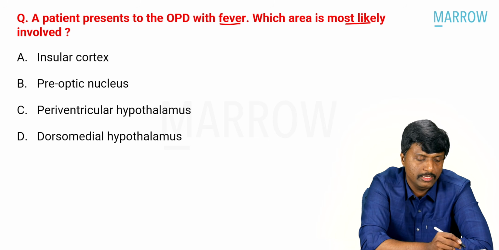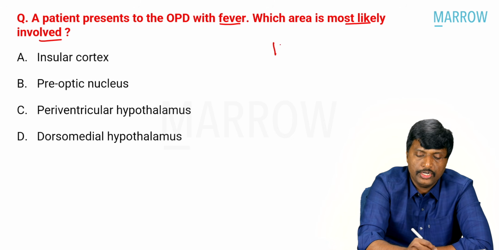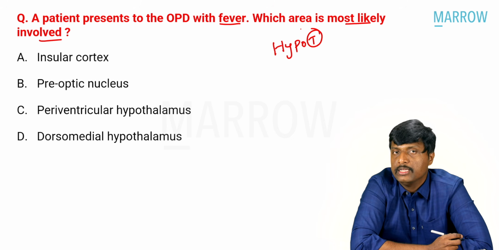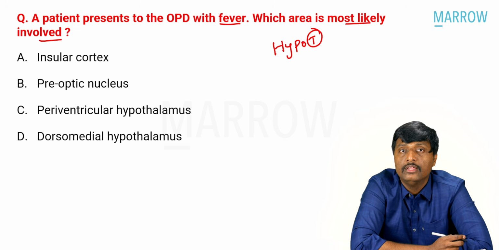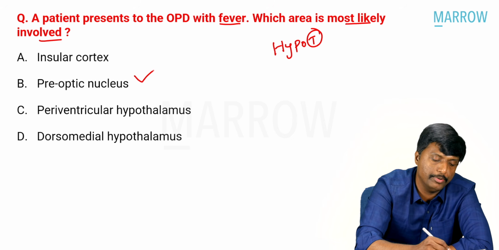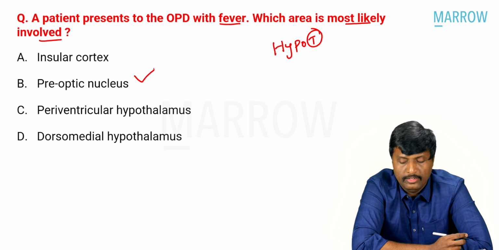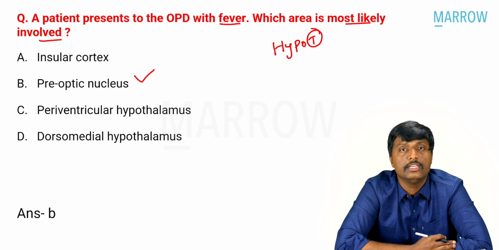Which area is most likely involved? See, temperature regulation, obviously it is going to be about the hypothalamus. There are many options here concerned with the hypothalamus. But what is the single best answer present in the anterior region of the hypothalamus? It is none other than the preoptic nucleus. The answer for the question, definite answer, no doubt, is preoptic nucleus.